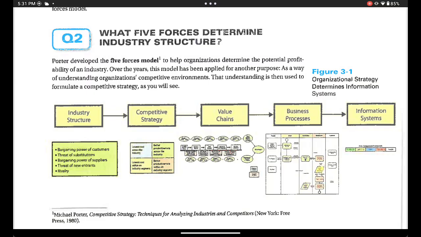So, what are all of these, right? They are basically things the business must do in order to know what information system to implement in the business, right? The first step is industry structure. Industry structure is looking at the business and all other businesses that are doing the same thing as you.